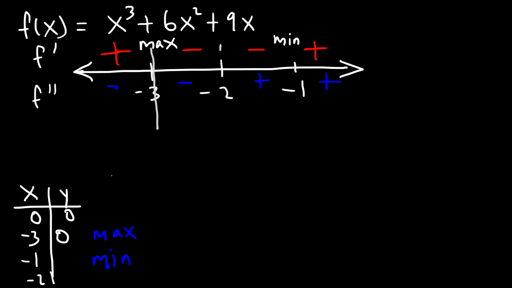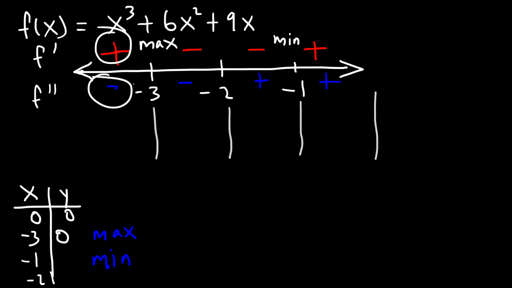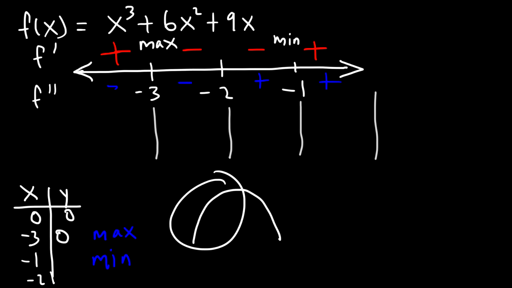So now, let's draw the shapes that we have for these 4 sections. So what type of shape do we have if the first derivative is positive and if the second derivative is negative? So let's start with the second derivative. If it's negative, it's concave down. And the first half is the part that's increasing where the first derivative is positive. So we need to draw this shape.